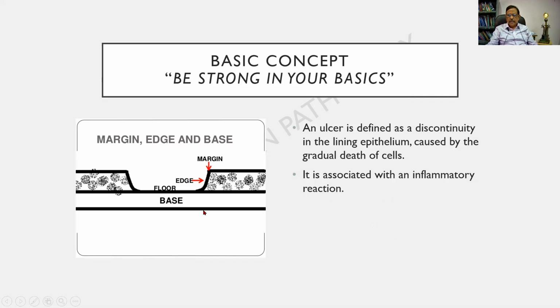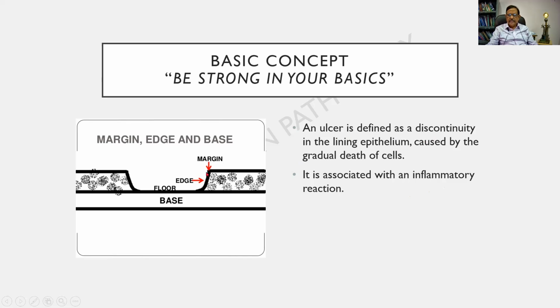Look at this one. What is an ulcer and what are the parts of an ulcer? A repeatedly asked question. An ulcer is defined as a discontinuity in the lining epithelium. It can be skin, it can be mucosa, caused by the gradual death of cells. When you cut your skin with a knife, it is not an ulcer. It has to be gradual and it has to be associated with an inflammatory reaction.